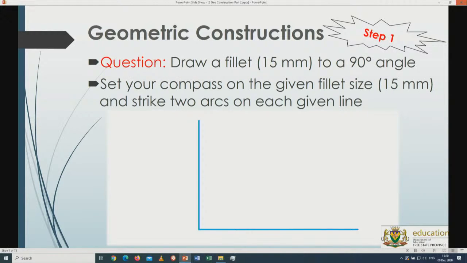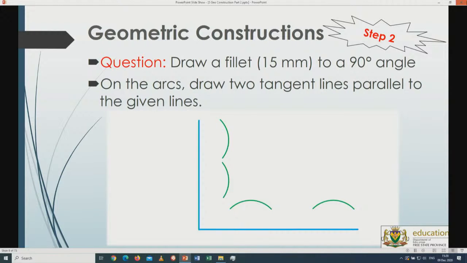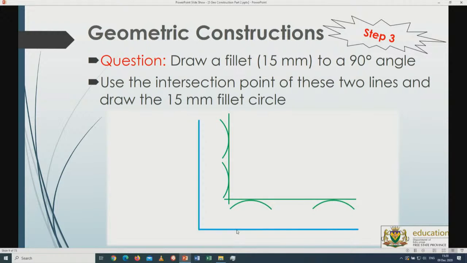So the compass will be set on 15 millimeters, and I will strike two arcs on each of those lines in order to get to the point where I will say, all right, this will be 15 millimeters away. I can join those lines with a tangent line, and then where I will get my intersection point at this specific point over here, I can basically set my compass on 15, and then from there on it will be 15 backwards. So if I strike the arc from there up to that point, it will give me a smooth curve, and then I can draw the dark lines in.